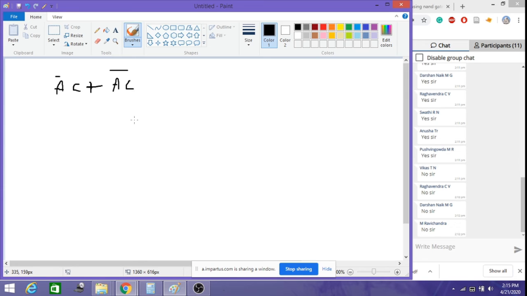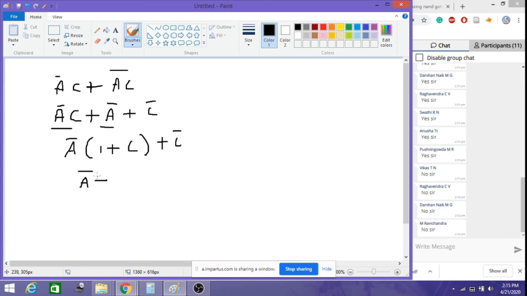So how do you proceed for this? There are no common terms to proceed. So first you have to break the bar. There is a property from De Morgan's theorem that when we break the bar, the AND operation becomes OR, and the OR operation becomes AND. So it is A bar into C plus, so this will become your A bar plus C bar. This is what you get, and if you see the first and the second term, A bar is common, so take it common, so I'll get A bar into 1 plus C plus C bar. So finally we'll get this as A bar plus C bar. So this is the answer.